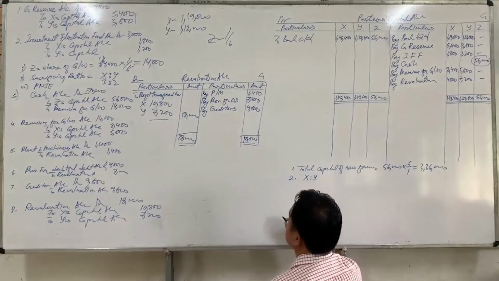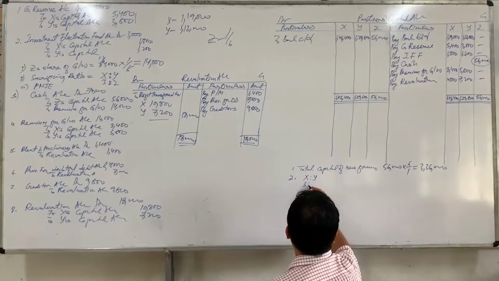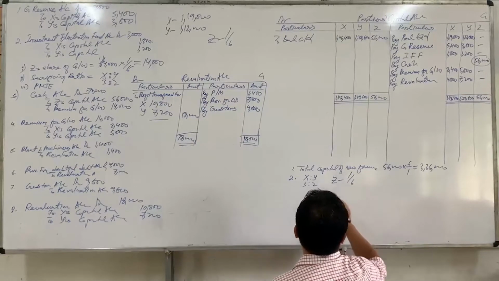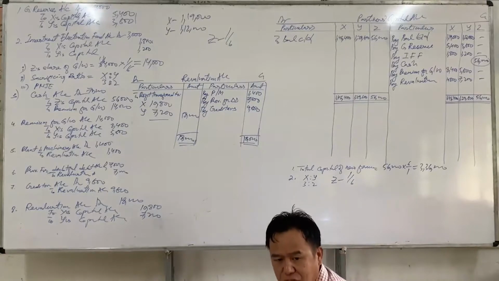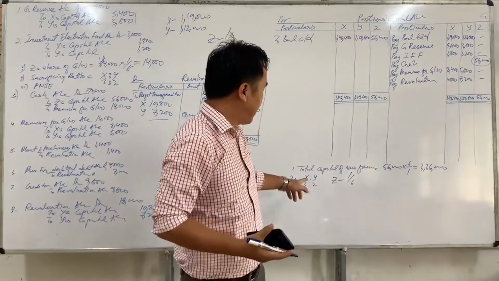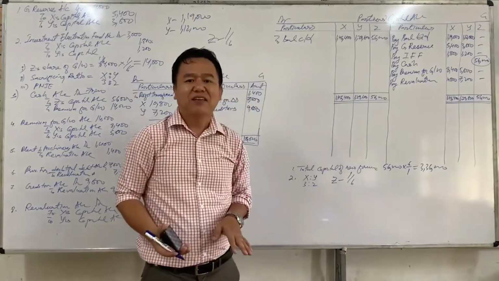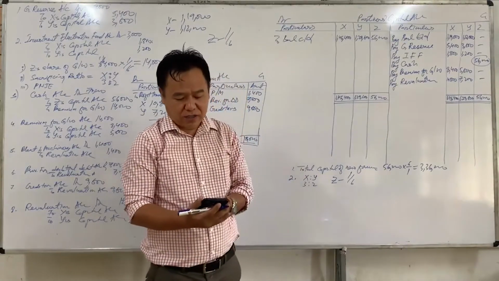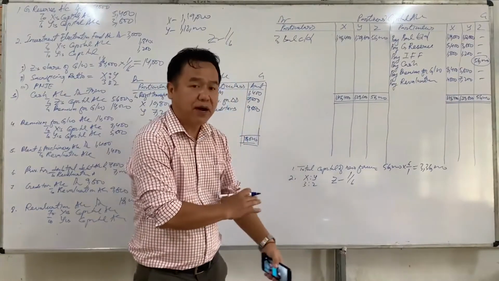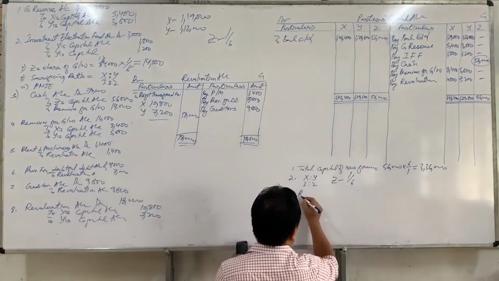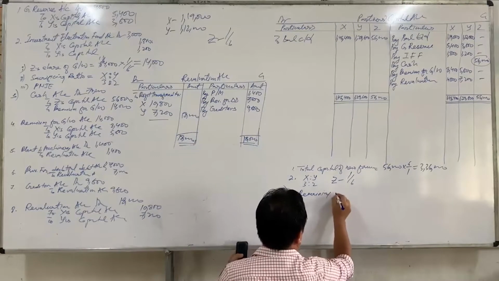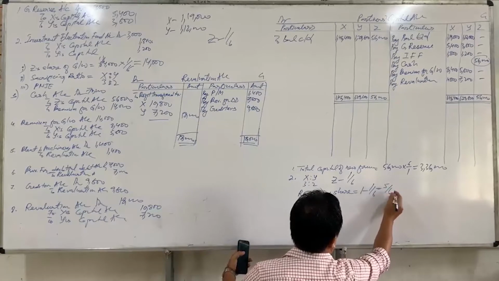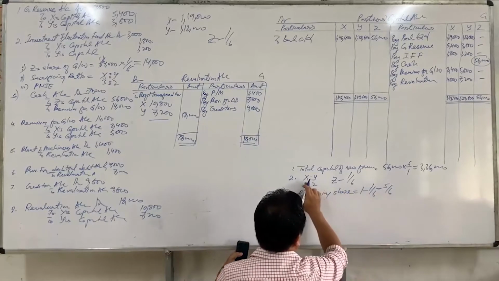X and Y are partners sharing profit in the ratio of 3:2, and they admitted Z as a new partner for 1/6 share. Since no information is given with regard to sacrifice made by X and Y in favor of Z, first we need to find the remaining share in order to find the new profit sharing ratio of all the partners. So the remaining share is equal to 1 minus 1/6, which will be 5/6. And that 5/6 belongs to both X and Y.